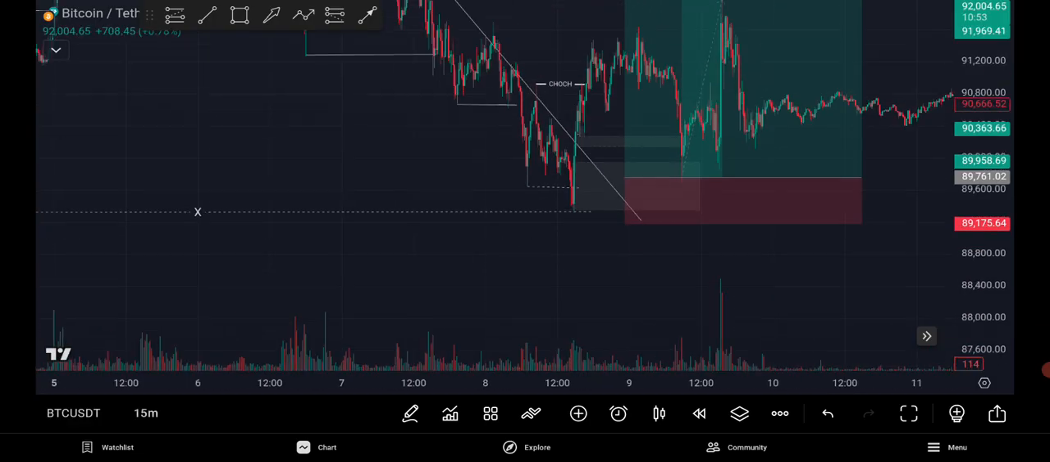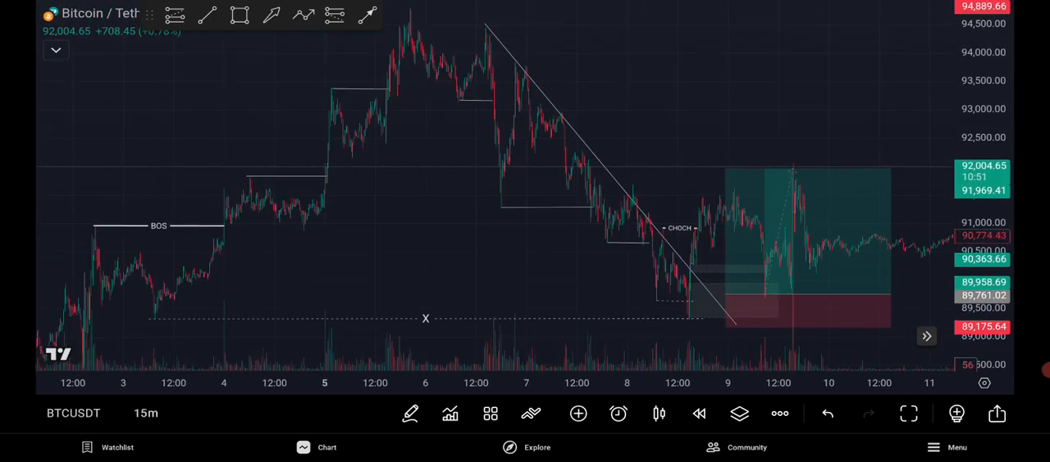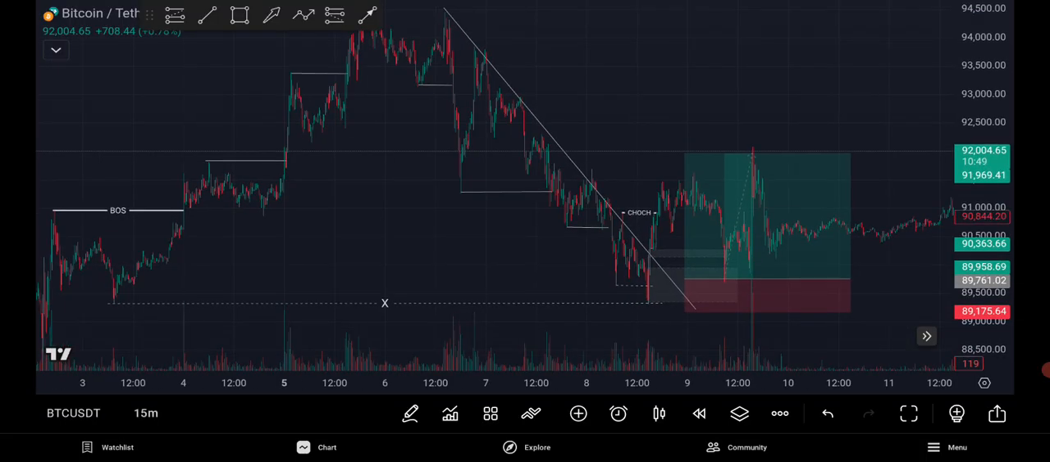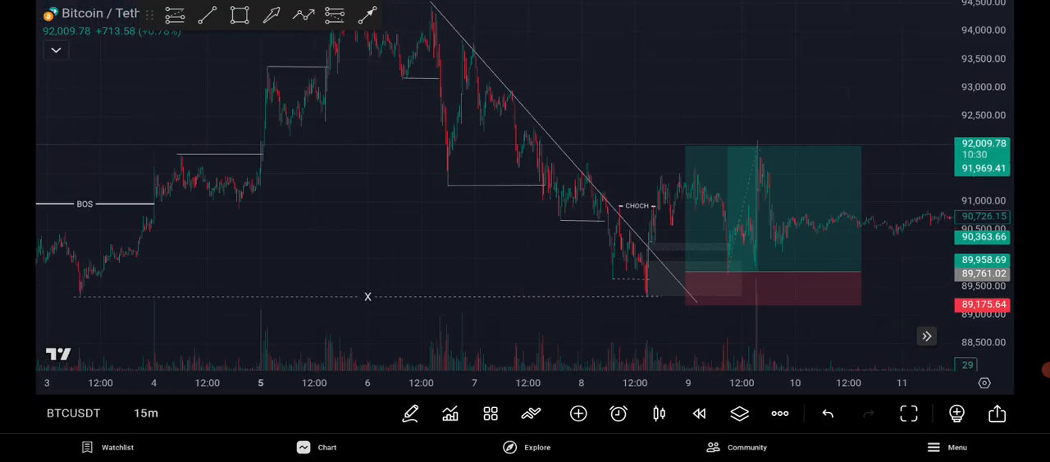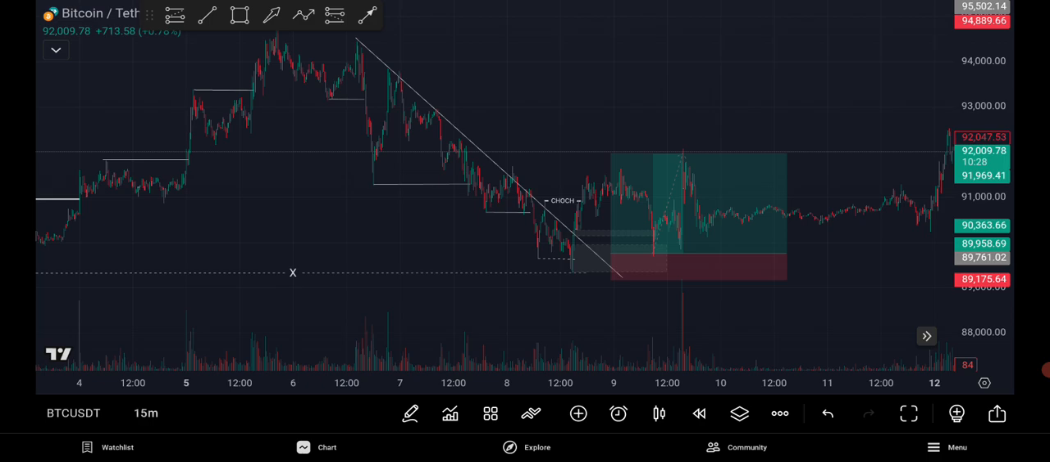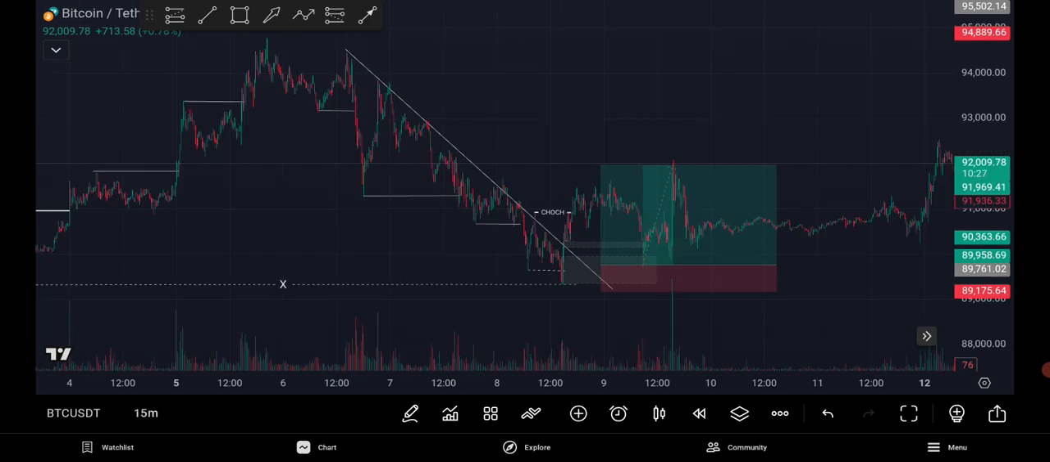Now let's go straight to the point. I usually do not use trend lines. I use trend lines just as I explained, just to aid me in knowing. It's a confluence actually, but it's not the main thing. The main thing is just smart money concepts.